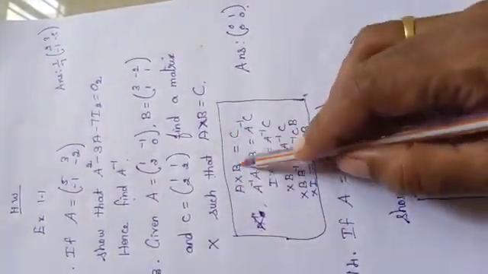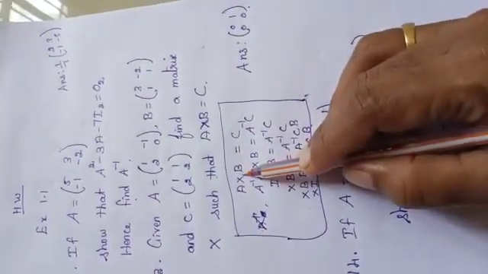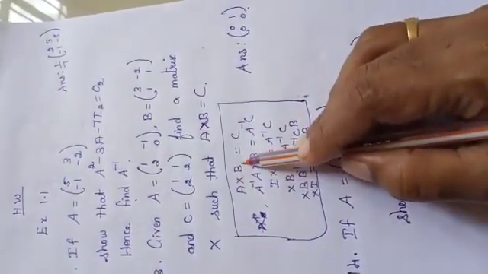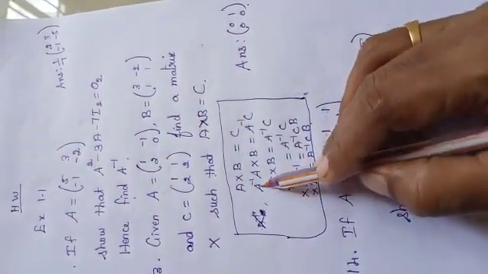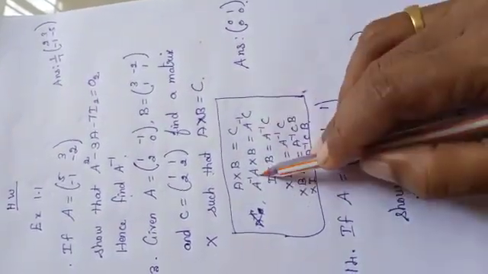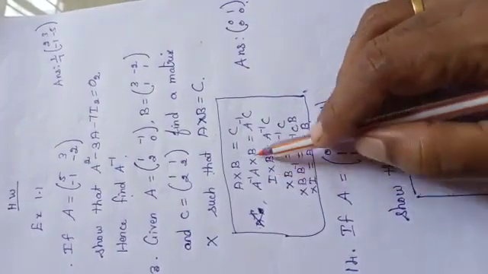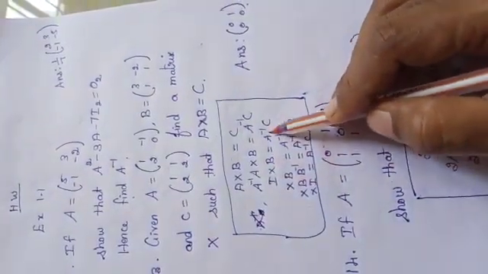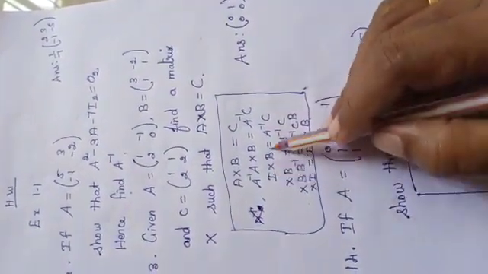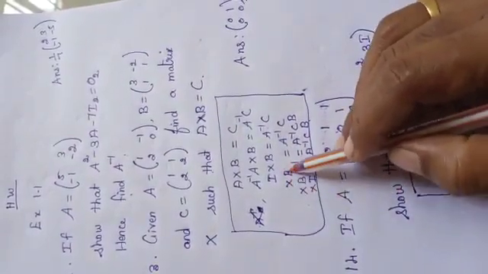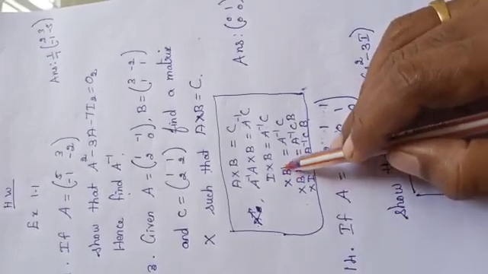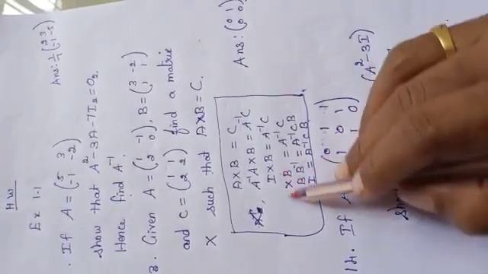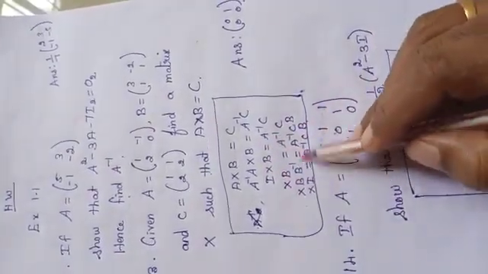See, A X B equals C. I want only X. I need to eliminate A as well as B. A is on the left here, so pre-multiply by A inverse. Now A inverse into A is I. X B is equal to the right hand side, A inverse into C. I into any matrix is the same matrix. So X B equals A inverse into C. Now this B I have to eliminate. What should I do? Post multiply by B inverse.